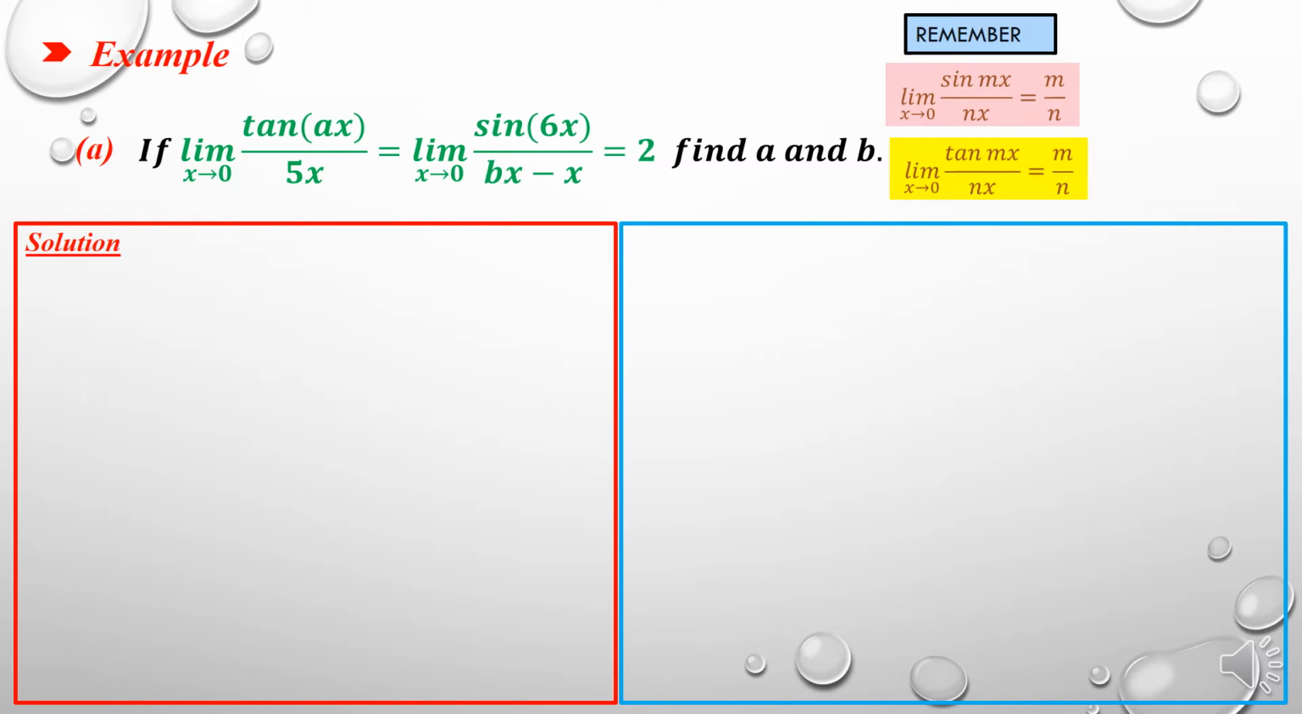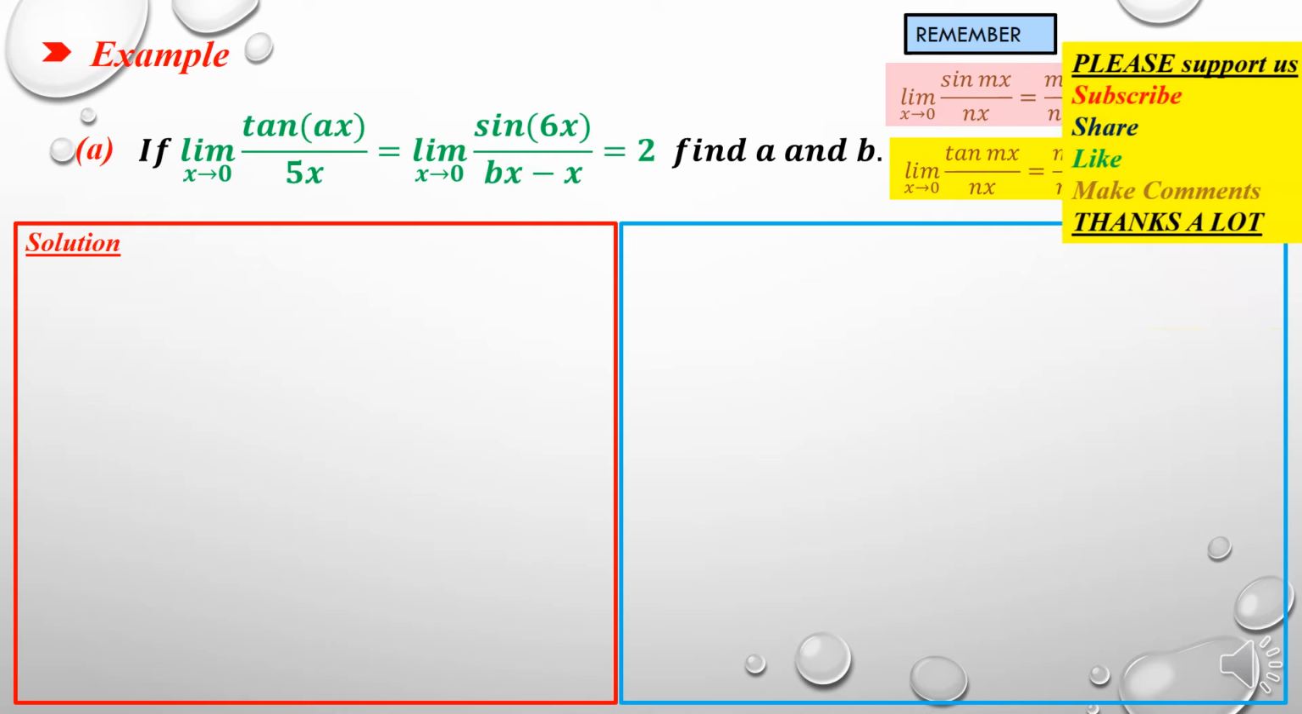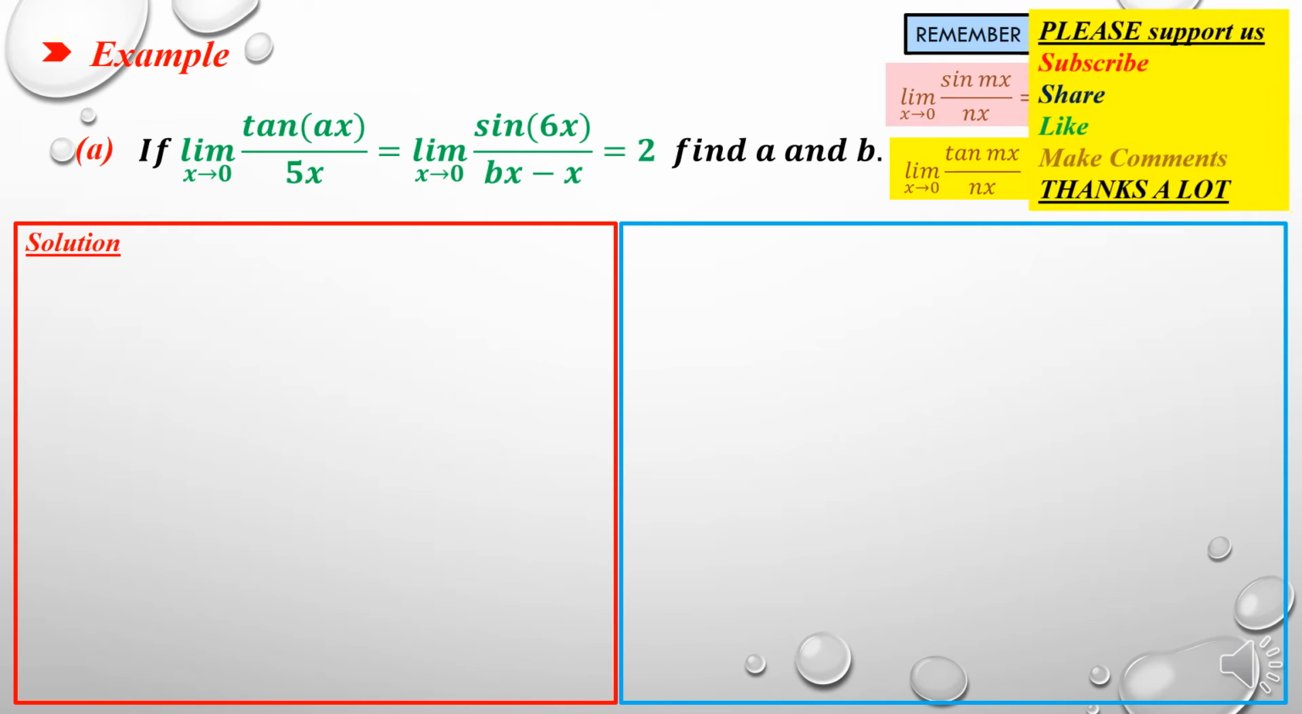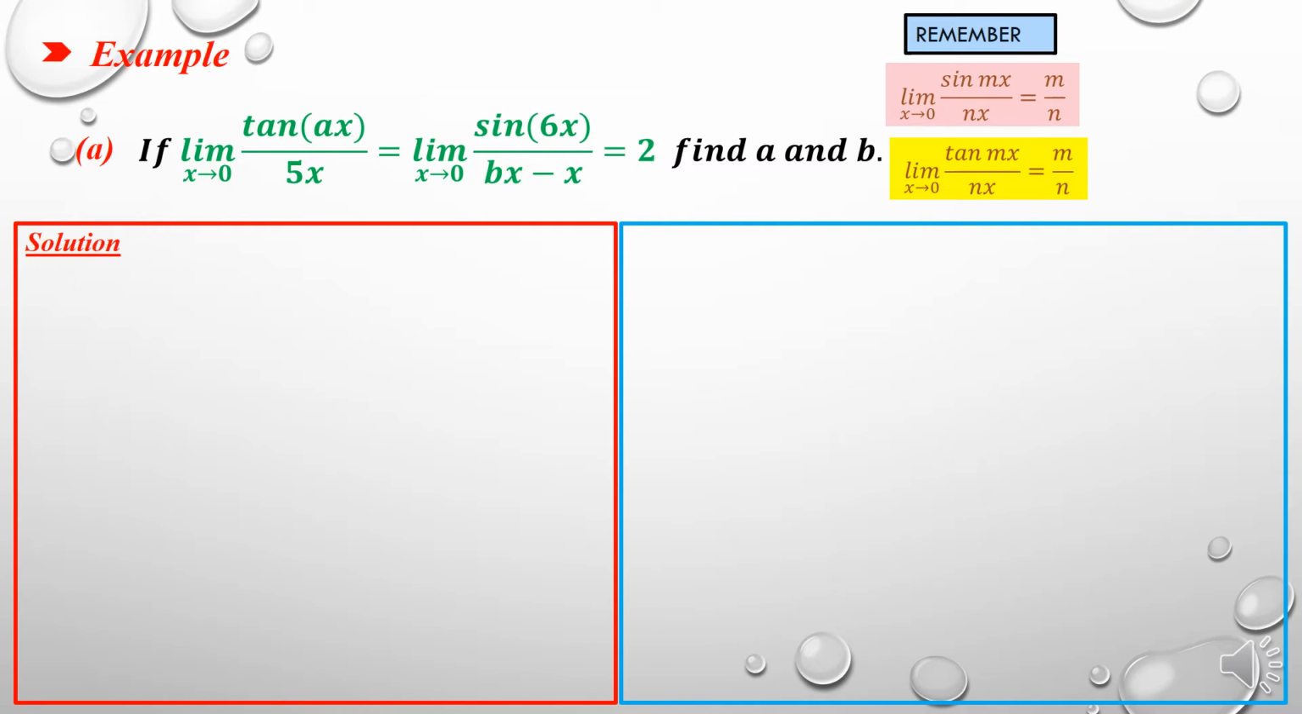Hi everyone, in this video you have to find missing constants from given limits. So in part A we have limit tan ax over 5x when x goes to 0 equals limit sine 6x over bx minus x, and these two limits equal 2, and you have to find a and b.